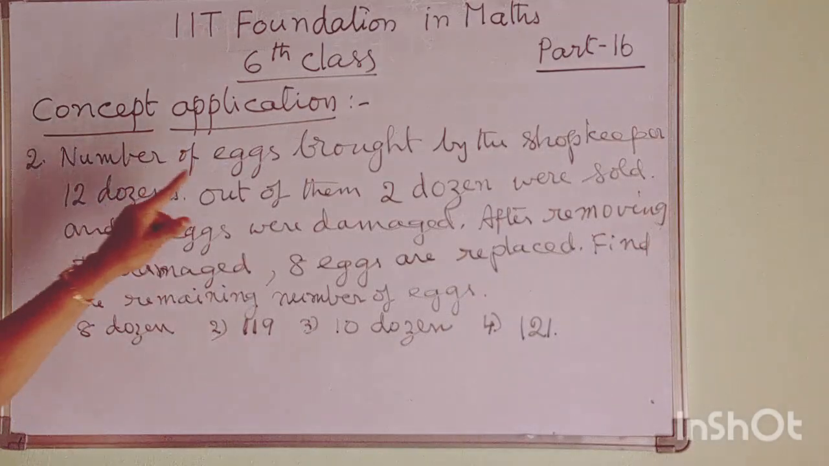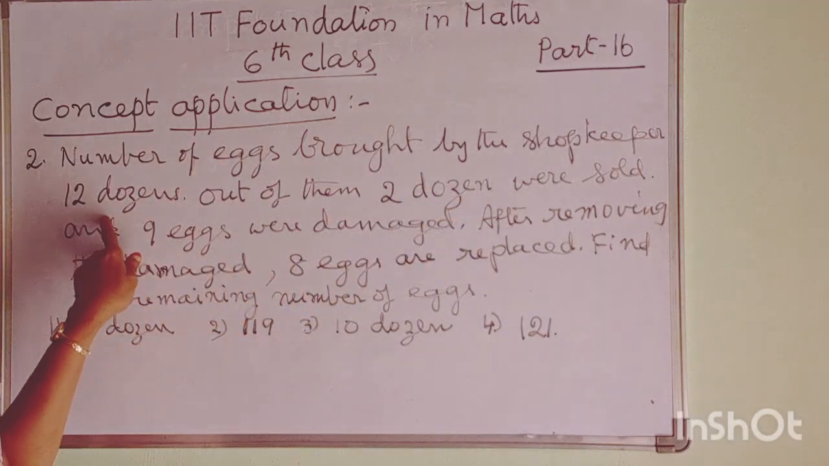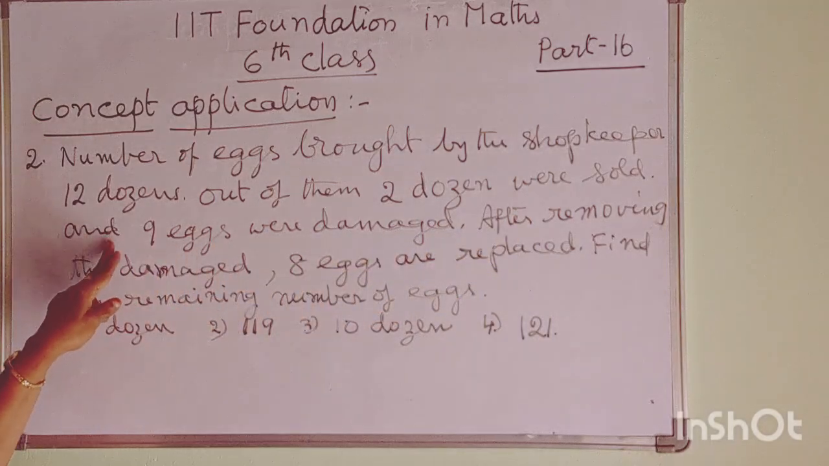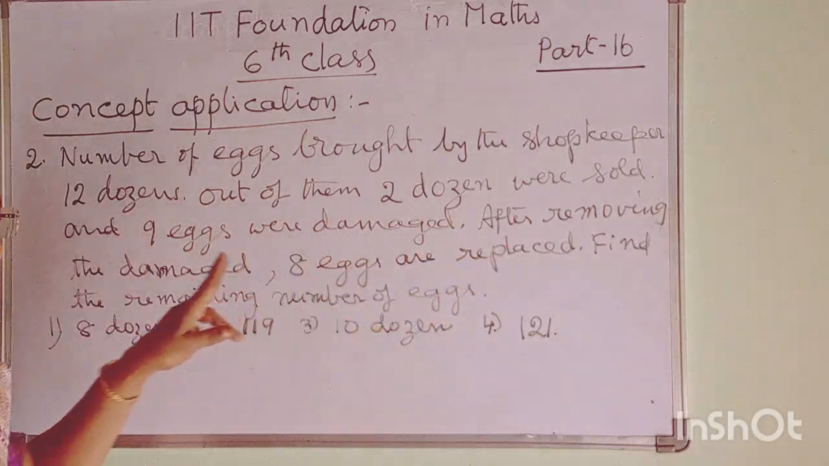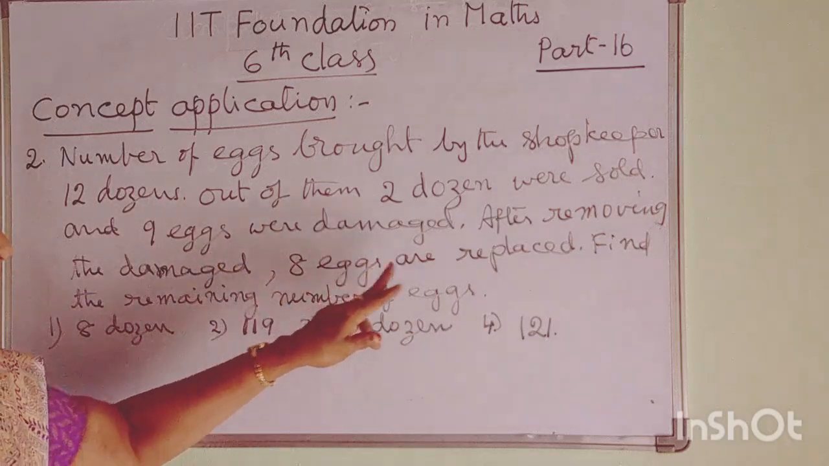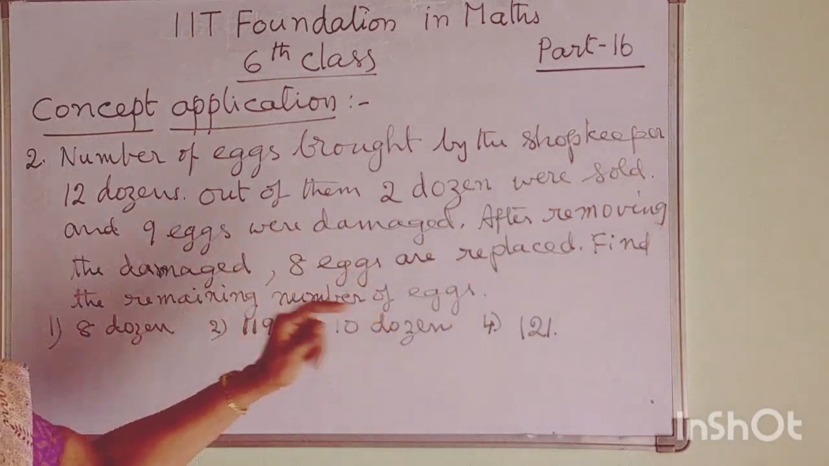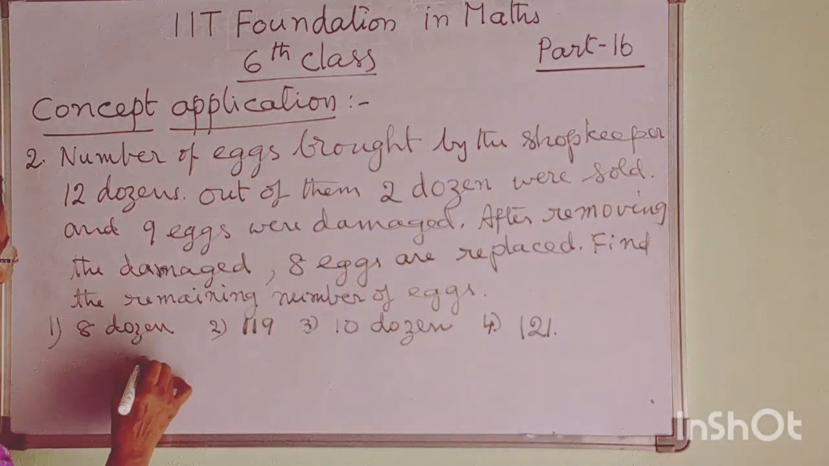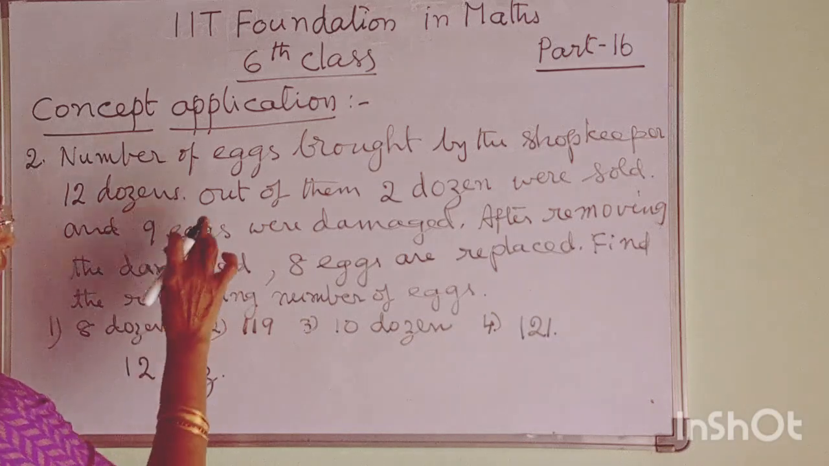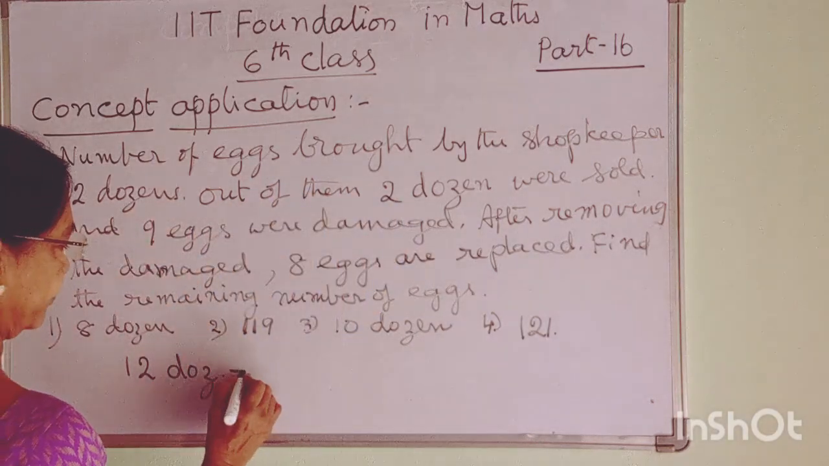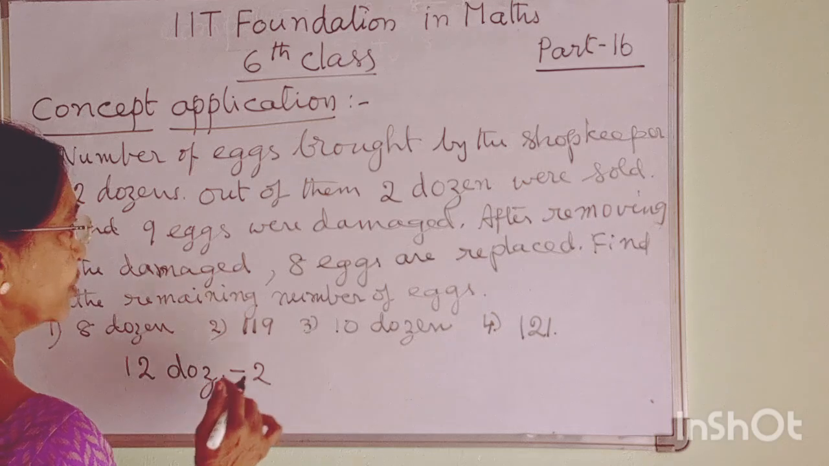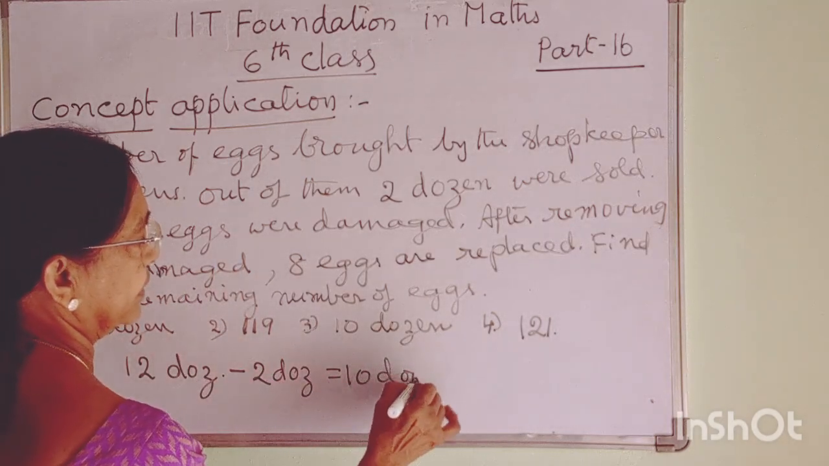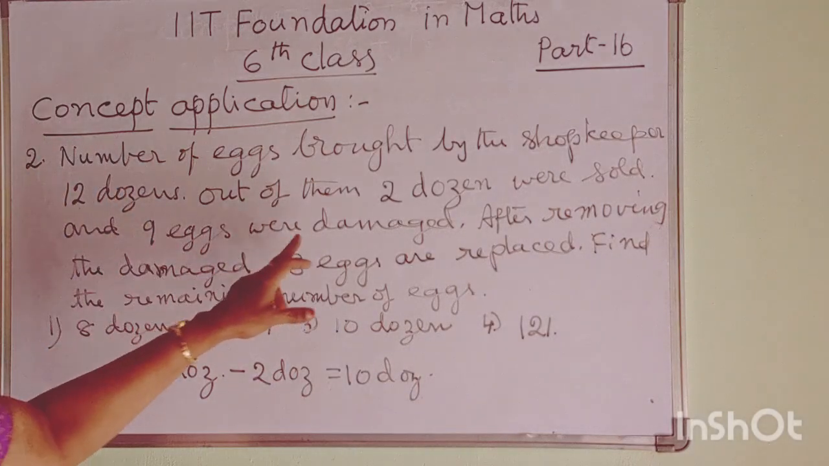So, second problem. The number of eggs brought by the shopkeeper is 12 dozens. Out of them, 2 dozen were sold and 9 eggs were damaged. After removing the damaged eggs, 8 eggs are replaced. Find the remaining number of eggs with the shopkeeper. So, the number of eggs brought by the shopkeeper is 12 dozens, out of which 2 dozens were sold. Therefore, if we subtract the sold eggs, the remaining are 10 dozens. And 9 eggs were damaged.